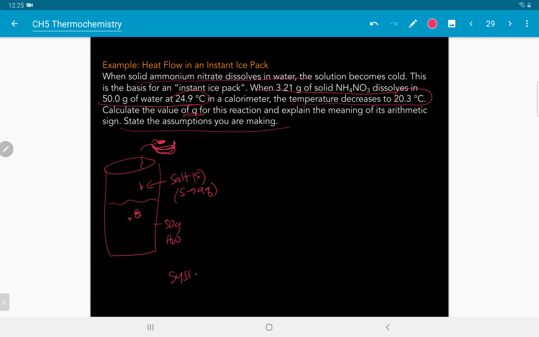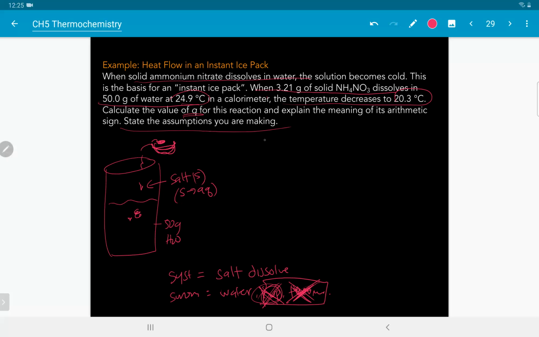So our system is the salt dissolving, it's the phase change, and our surroundings, it's the water, it's the cup that it's in, it's the thermometer that's monitoring the temperature. But again, the cup is negligible and so is the thermometer. So that's part of your assumptions. You're assuming that the cup and the thermometer do not absorb a significant amount of heat. It could be true, it could be false. Not so much the thermometer, but the cup. Some of those cups, those calorimeters, can absorb some amount of energy to heat up the cup. But anyway, those are our assumptions. So we're not going to calculate the heat absorbed from the cup or the thermometer.